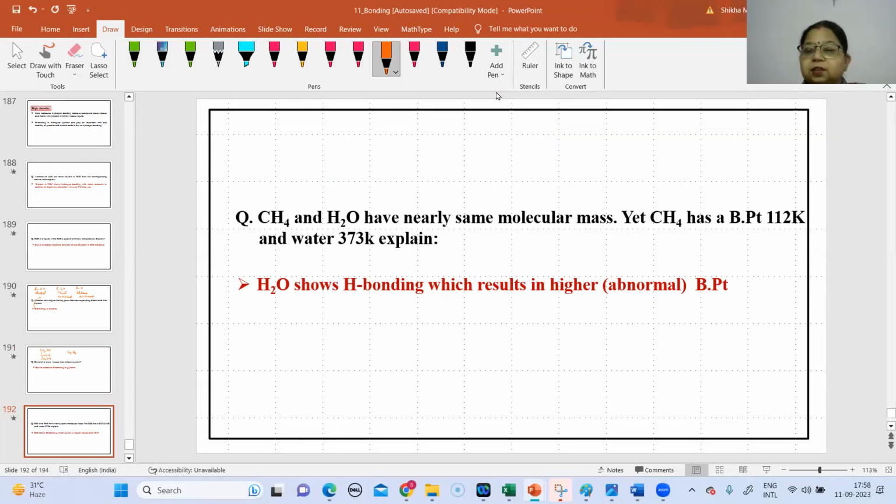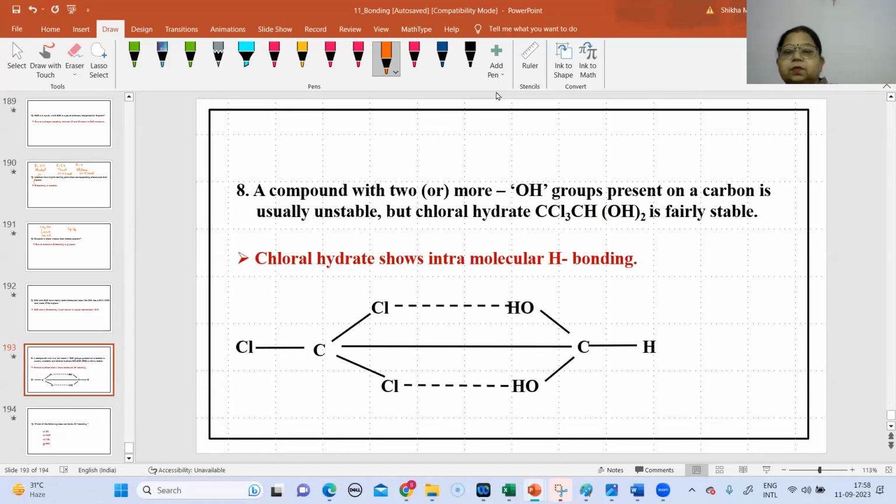Now all these questions are the same type, but I have tried to put up as many questions as possible because this concept is important and it can be asked in the examination also. So methane and water have nearly the same molecular mass, but methane's boiling point is less, whereas water's is high. Again, the answer lies in hydrogen bonding. This is a pretty difficult one. Chloral hydrate is also based on the same concept of hydrogen bonding. So please be aware of where you get hydrogen bonding and where you do not, right? It is of course a competition-level question, but it is just here to make you understand that this is important, right?